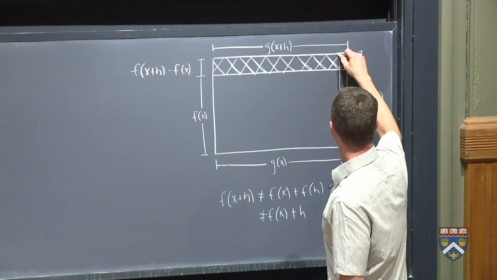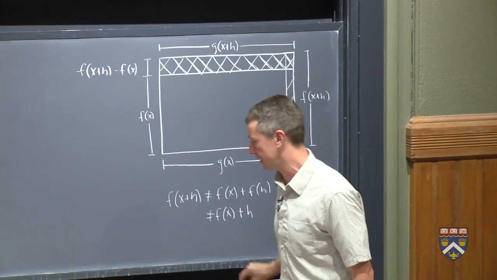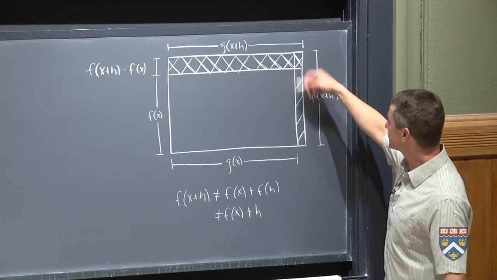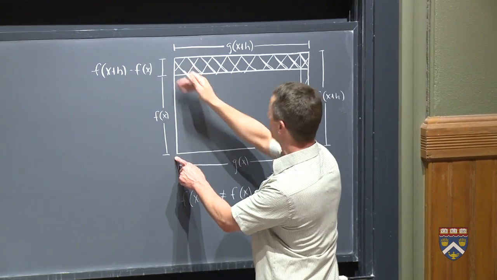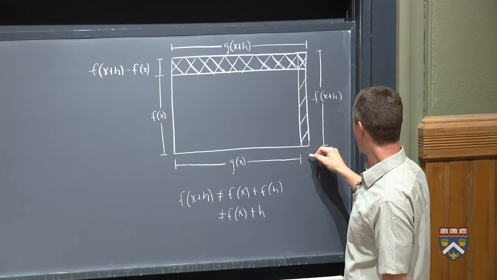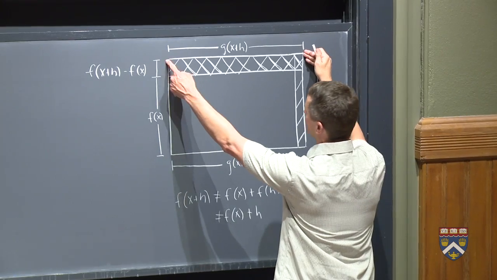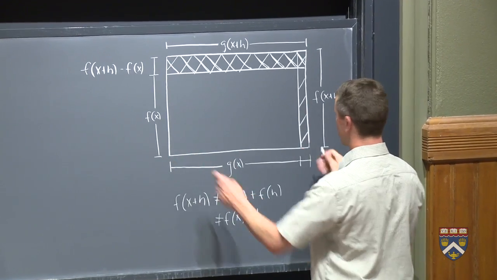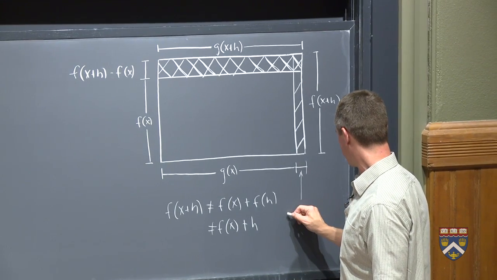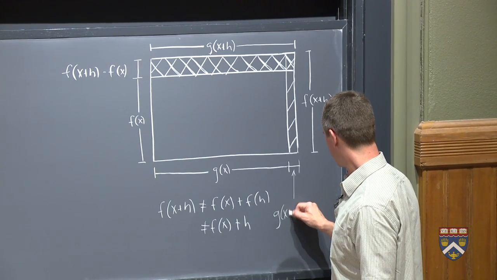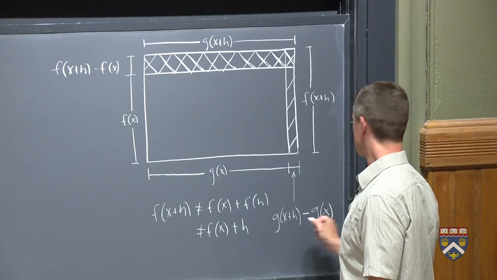And we have counted this corner over here, so we don't want to double count that, although it actually wouldn't make any difference in the final answer. Now I need to figure out this little strip here. This strip is f of x units tall, and let's figure out how wide it is. Well, the entire width here is g of x plus h. This part is g of x. So this piece here must equal what? The only way to write it is g of x plus h minus g of x.